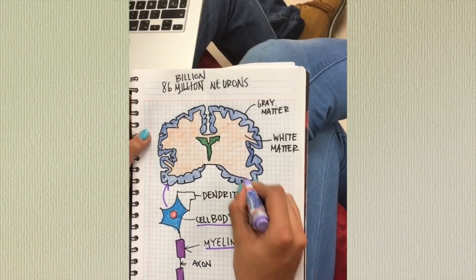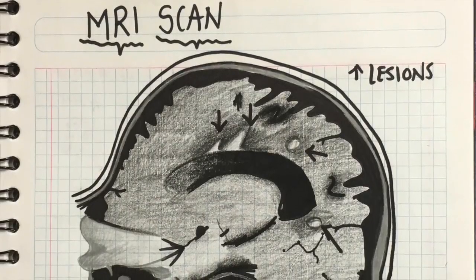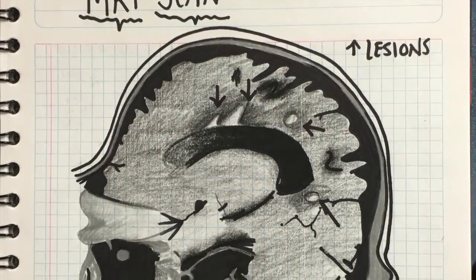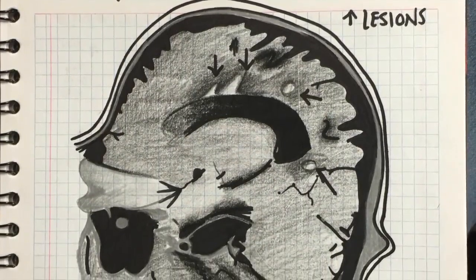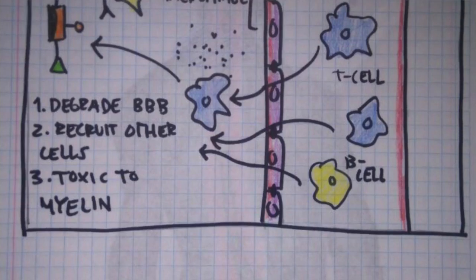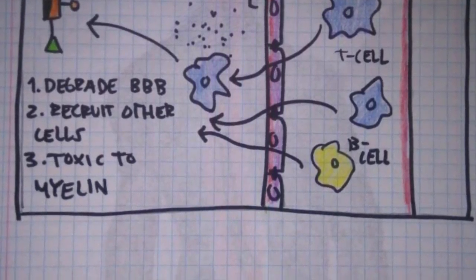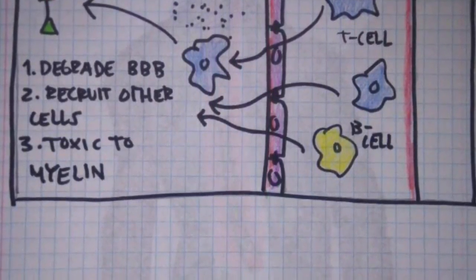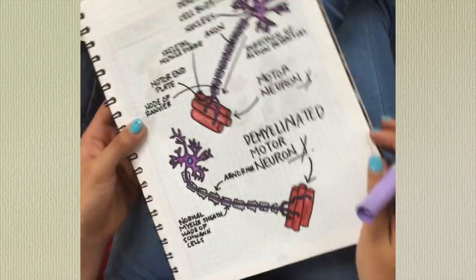That actually makes sense, because in multiple sclerosis, the myelin that gives the white matter its color begins to degrade away. And the reason why it does that is because the immune system mistakenly recognizes the myelin as foreign and attacks it. Let's draw a neuron over here.